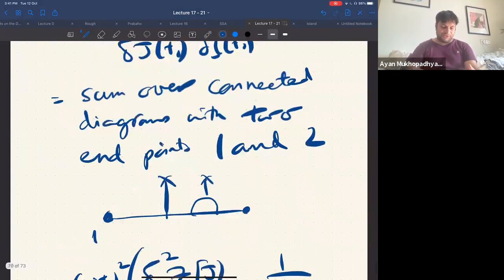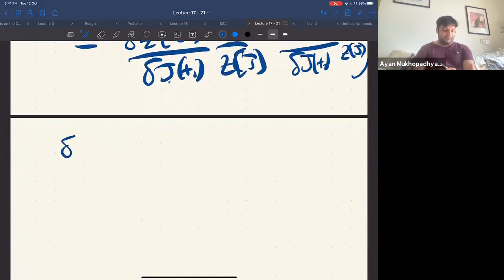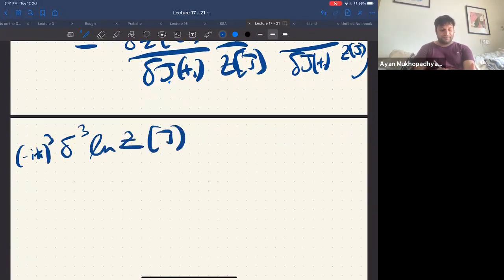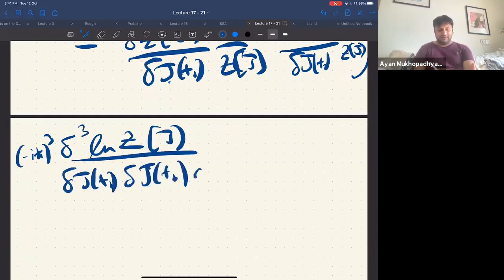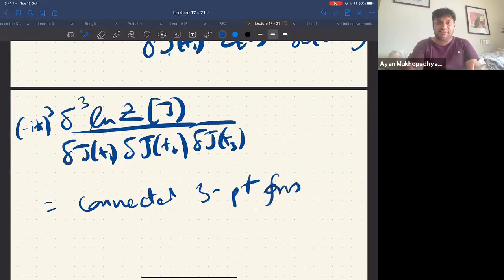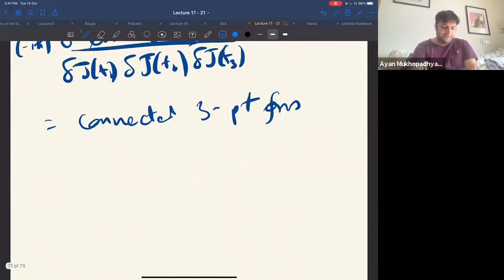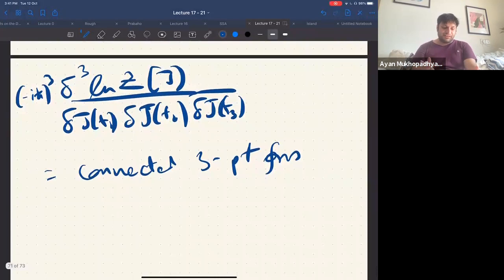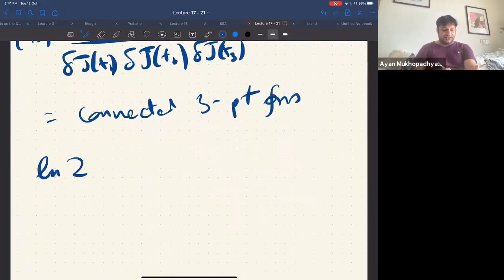And then we followed through the logic, and we also showed that if you do minus i h bar cubed delta^3 log Z[J] / delta J(t1) delta J(t2) delta J(t3), then again I get only connected 3-point functions. Again, I'm not going to repeat the proof because I did it last time. I'm not going to redo it.